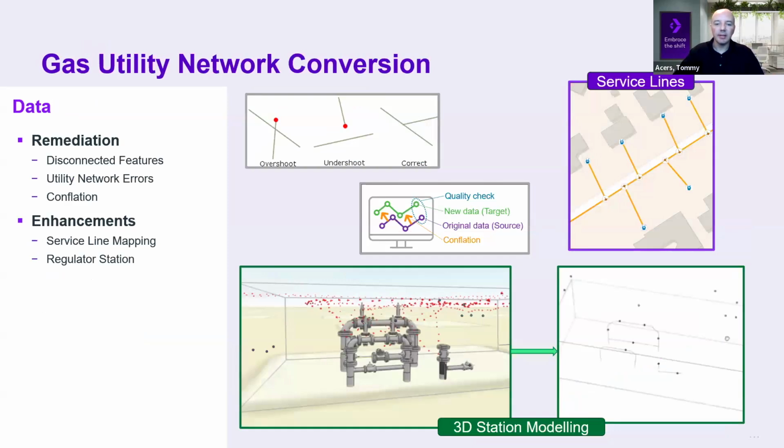Now, focusing on data, I'd like to frame this into two categories of remediation and enhancements. Now, with remediation, I consider these to be items which are inhibiting our ability to have a functioning utility network, or those that are limiting our spatial analysis capabilities. So with that in mind, an age-old data issue that we still continue to encounter is disconnected features. For our gas industry, we continue to heavily rely on geometric coincidence to determine connectivity. So solving for these undershoots and overshoots is a must.